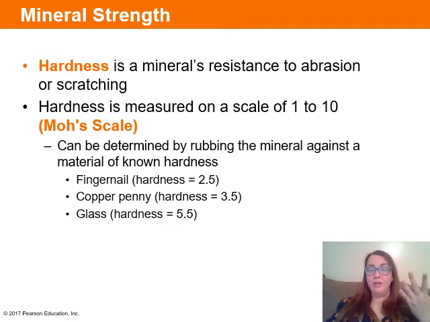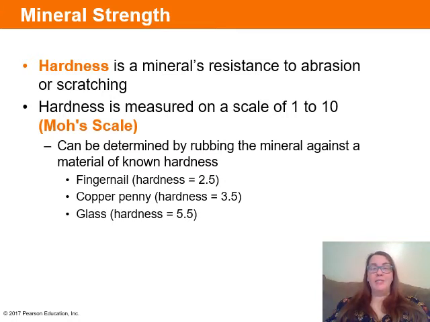So for example, our fingernails are a 2.5 on this hardness scale. We can use our fingernails to scratch things. And if we can scratch a mineral with our fingernail, that's telling us that the mineral is weaker than our fingernail, so it will be less than a 2.5 on this scale. Another really common object is just a pure copper penny. This is harder than our fingernail. So we might be able to scratch a mineral with a copper penny, which is telling us that that mineral has a hardness of less than 3.5.